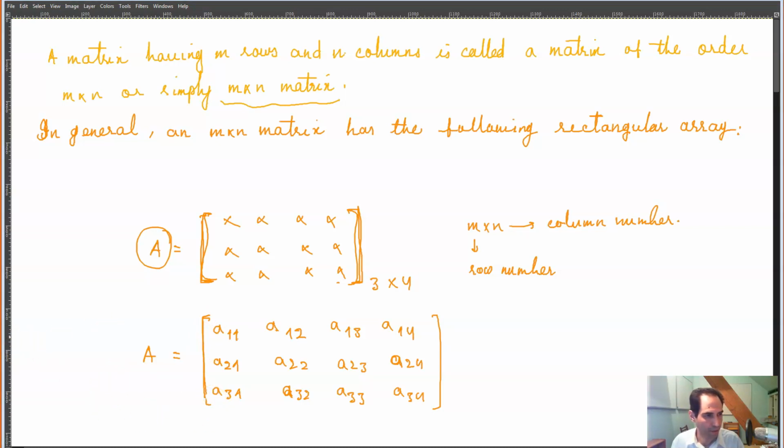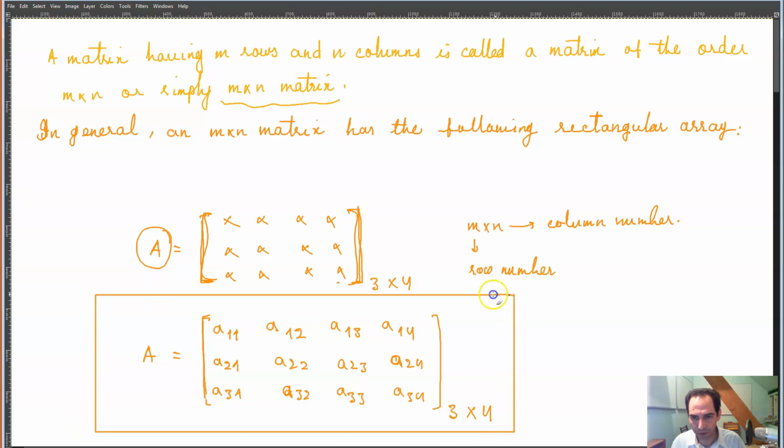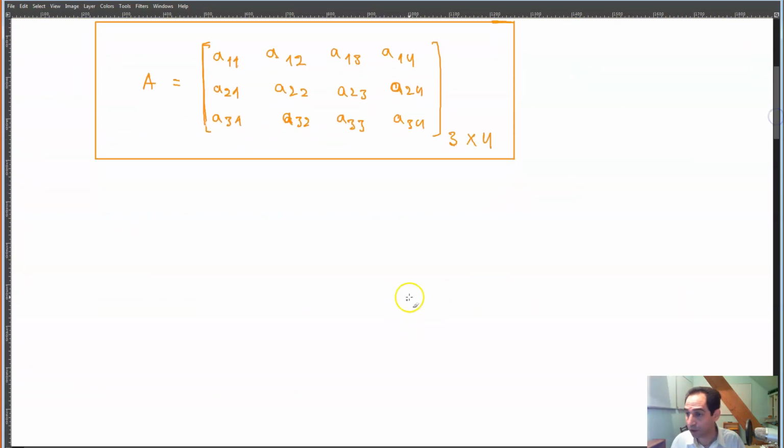And so the number of rows is 3, and the number of columns is 4. And that's how you write a particular matrix with a particular number of rows and a particular number of columns. Now, if you want to write this in a more general way, you can do the same thing.